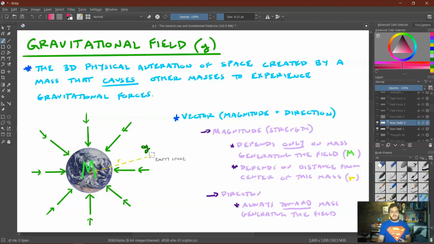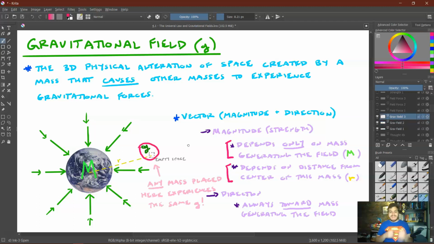So as we're nearby, really big gravitational field, as you get further out, those vectors decrease in size because it is weaker. Now, something important to note here is that since it depends on only the mass generating the field and the distance, what that tells me is the gravitational field here does not get affected by whatever we place there. If we put any other mass there, whether it's a human, a satellite, an asteroid, a planet, whatever, everything would experience the same gravitational field there. Now, the gravitational forces would be different, but the gravitational field, which is only dependent on this big mass generating it, would be the same.